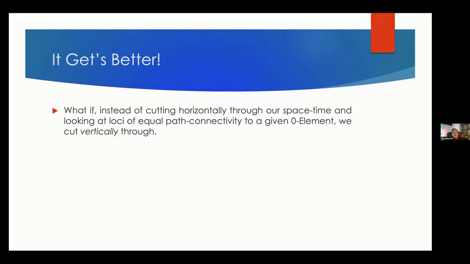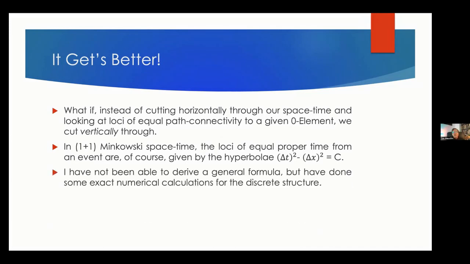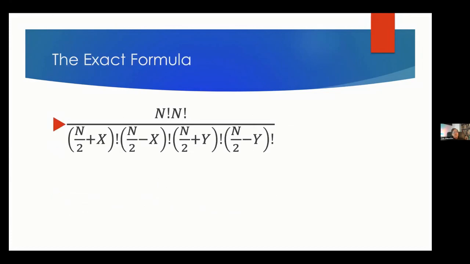That's what happens if I look at path connectivity and I cut through my space horizontally. If I cut vertically in a 1+1 dimensional space-time, in Minkowski space, the main structure, the structure of proper time, the structure that defines relativity, is going to be a hyperbola, which is given by the quantity delta t squared minus delta x squared equals constant. And if we look at path connectivity in that way, I haven't been able to derive it as cleanly, but I've done it numerically.